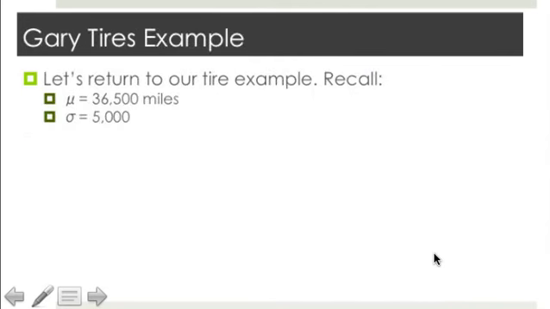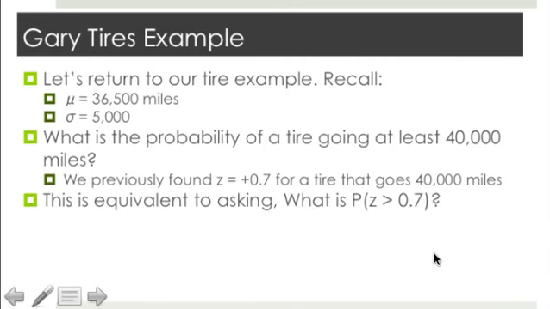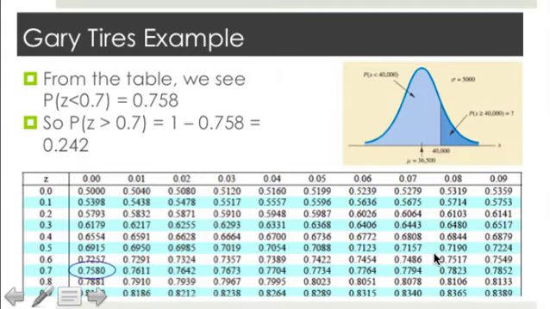Recall we had our mean of 36,500 and a standard deviation of 5,000 miles. Let's say we want to find the probability of a tire that will last at least 40,000 miles. We've been talking about this example for a while, and we've looked at pictures of this. In a previous slide, we found that the z-score that corresponded to this was 0.7. So what we're really asking here is, what is the probability that our z value is bigger than 0.7? So let's go back to the table and to the pictures that we've been playing with.